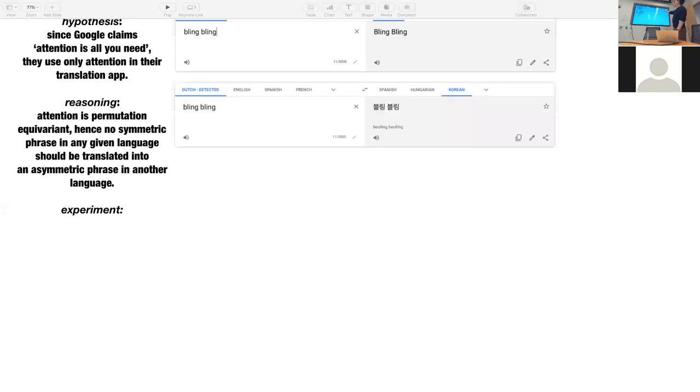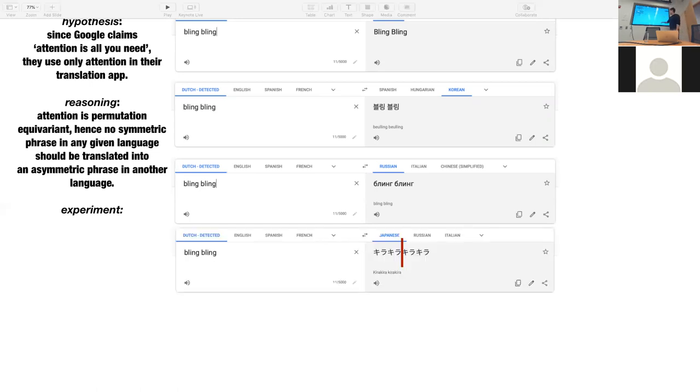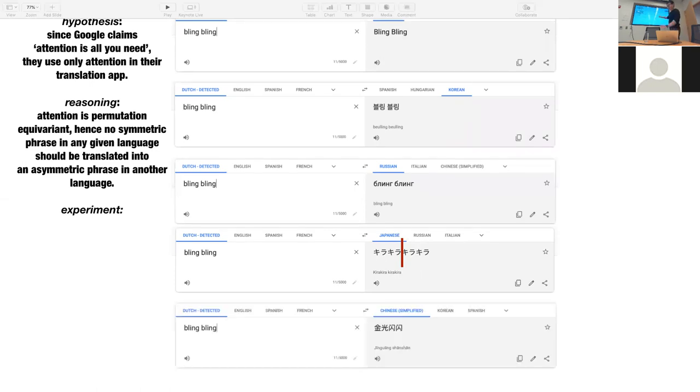If you go to Korean, it's symmetrical. If you go to Russian, it is still symmetrical. The same thing with Japanese. This is four syllables. I don't know if anybody knows how to speak Japanese, but if you go to Chinese, then this is not symmetrical. So the hypothesis is proven to be incorrect, and they are not only using the attention mechanism, although they claim attention is all you need, apparently, which is not all you need.